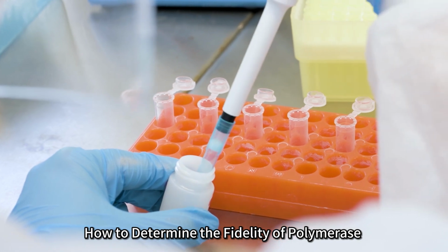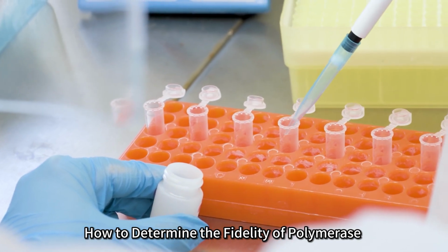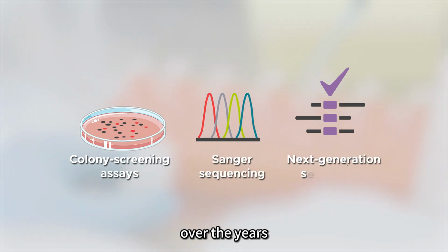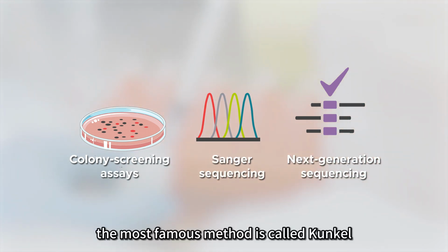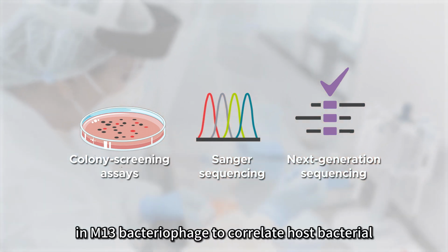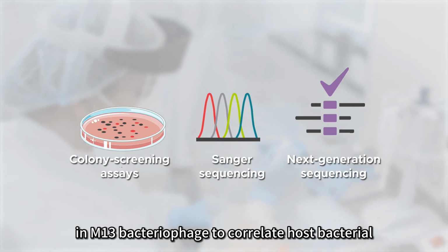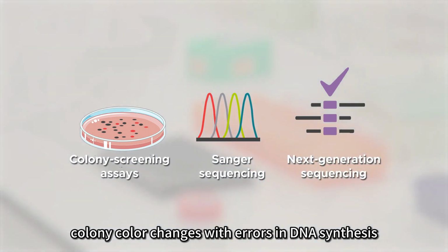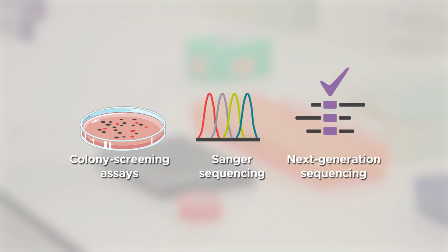How to determine the fidelity of polymerase. Many polymerase fidelity assays have been described over the years. The most famous method is called Kunkel. The Kunkel method uses portions of the LacZ alpha gene in M13 bacteriophage to correlate host bacterial colony color changes with errors in DNA synthesis.